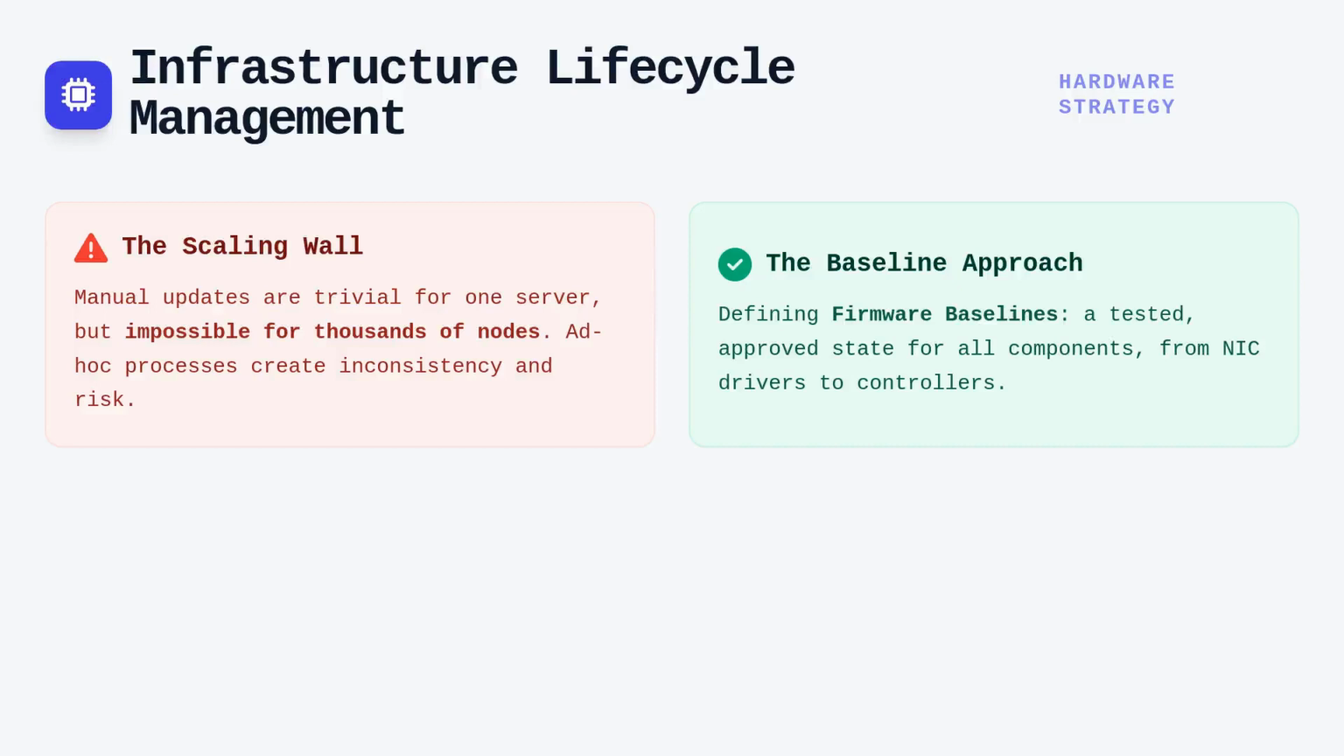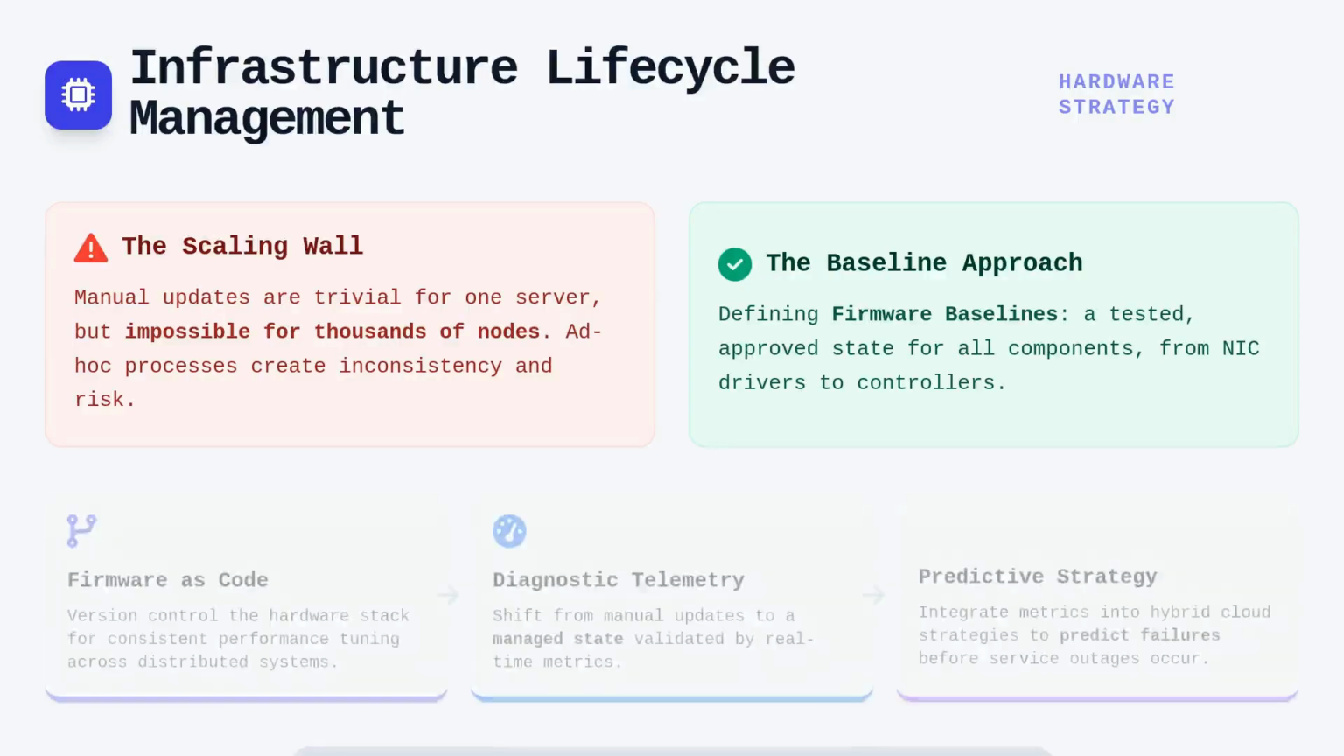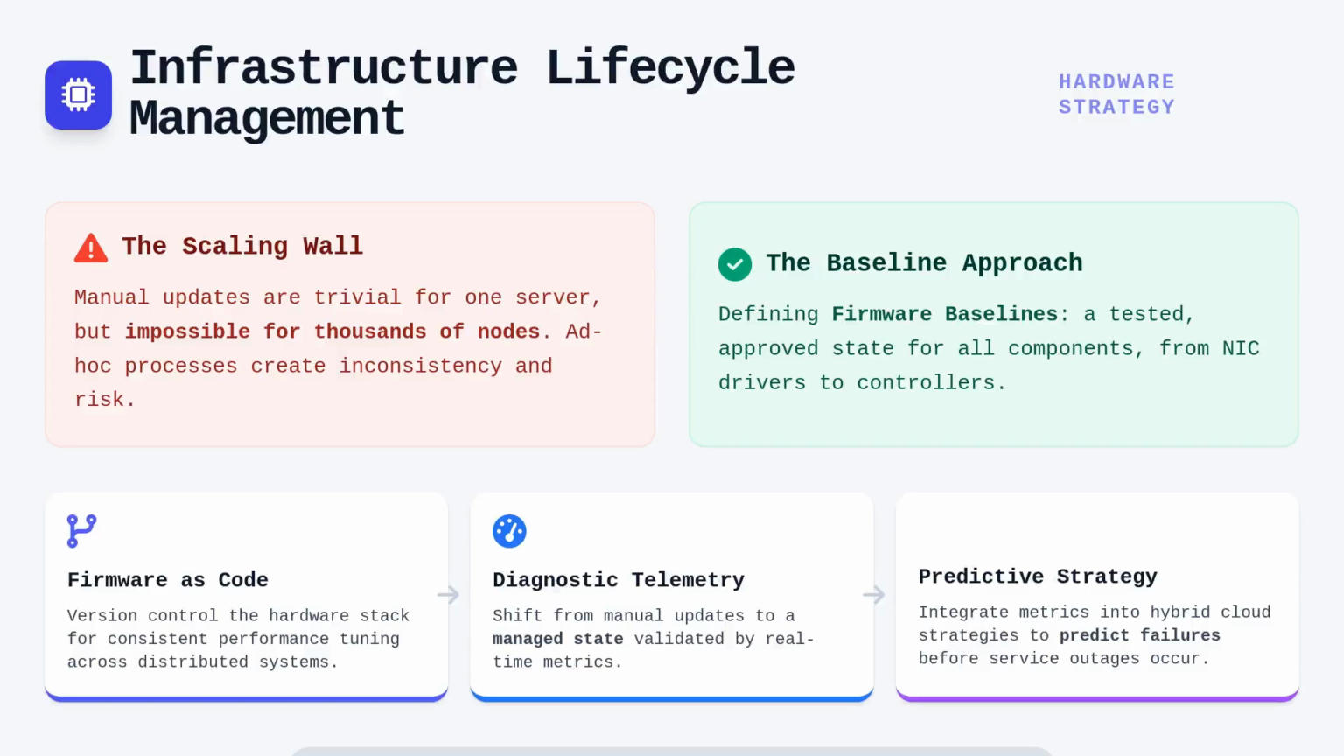Integrating these metrics into your hybrid cloud strategy allows you to predict potential hardware failures before they manifest as service outages. When you treat firmware as code, you gain the ability to version control your entire hardware stack, which is the only reliable way to maintain consistent performance tuning in a distributed system.